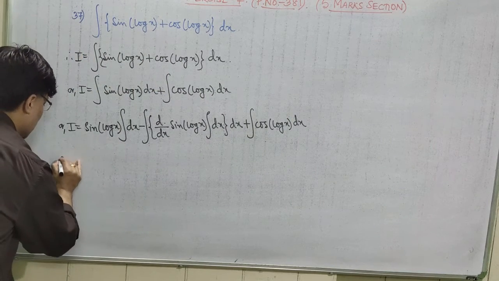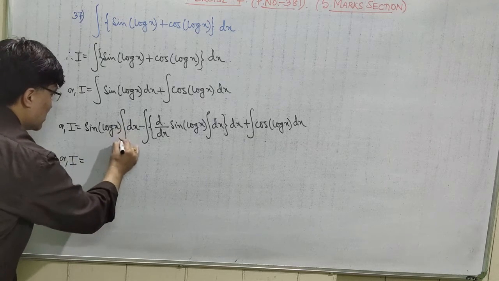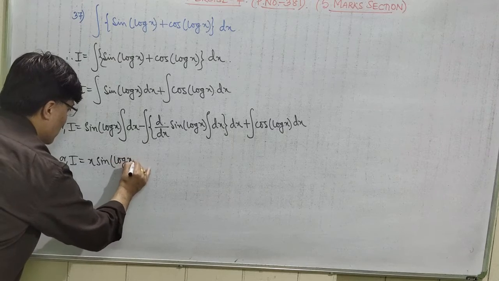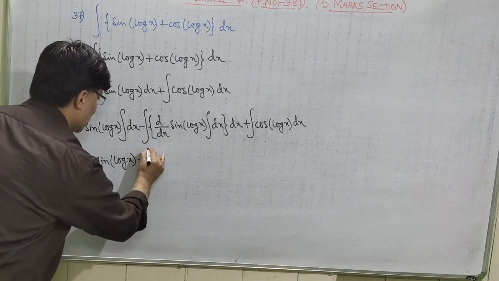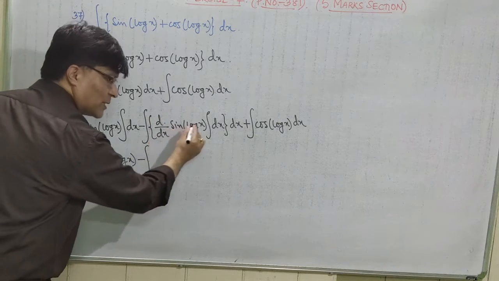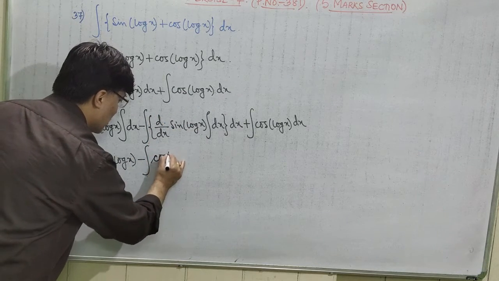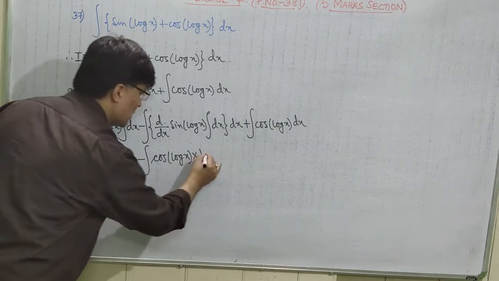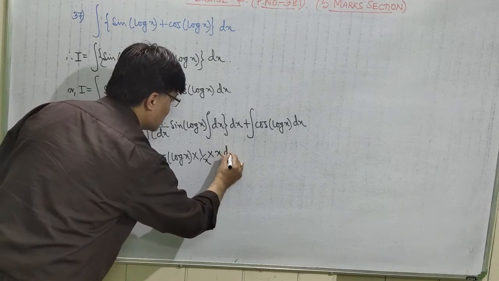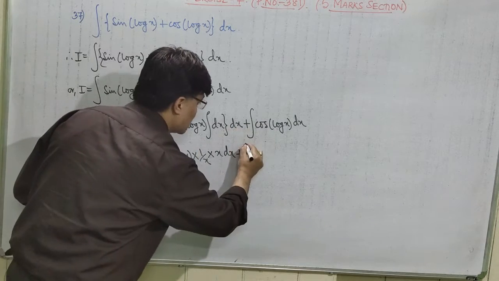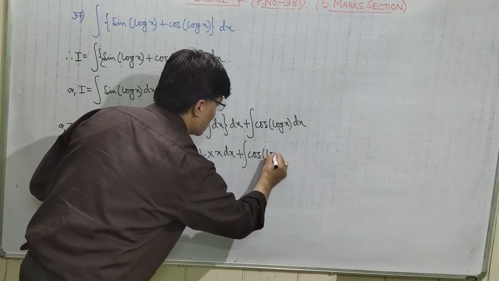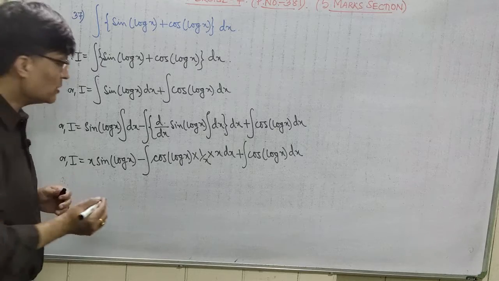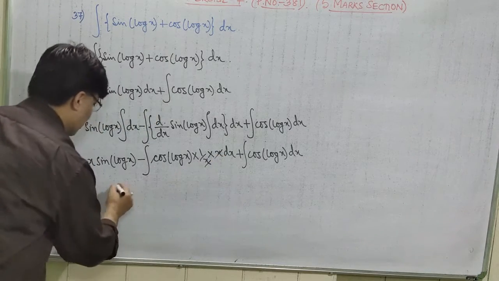Understood? So next, or I is equal to, what is integral sine dx? That is your x, and this is sine of log x, right? Minus integration of, what is dy dx of sine of log x? You know that this is cos of log x into, again differentiate log x with respect to x, 1 by x, into what is integral sine dx, that is your x dx, then plus this integration is kept as it is, so it is cos of log x dx. Understood? So now we can cancel this x, cancel them.